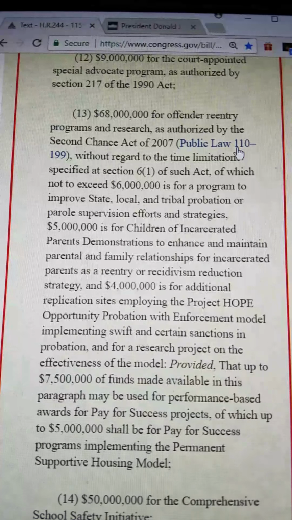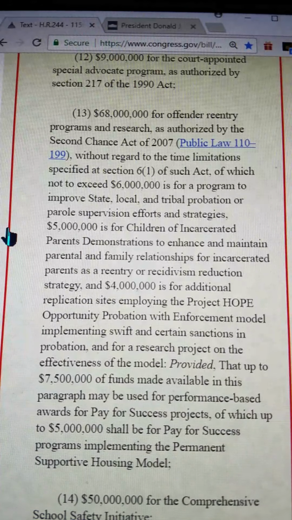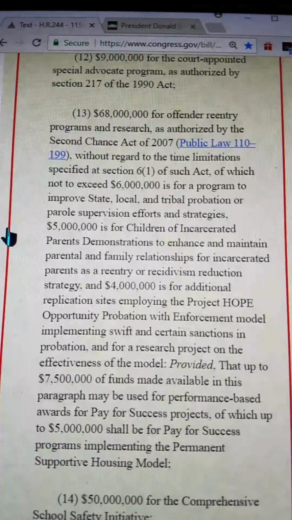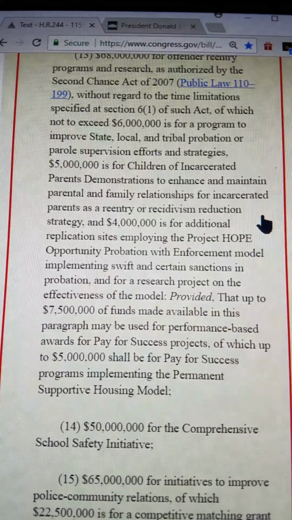$68 million for offender reentry programs and research as authorized by the Second Chance Act of 2007, without regard to the time limitations specified in Section 6(1) of such act, of which not to exceed $6 million is for a program to improve state, local, and tribal probation or parole supervision efforts and strategies. $5 million is for children of incarcerated parents demonstrations to enhance and maintain parental and family relationships for incarcerated parents as a reentry or recidivism reduction strategy. And $4 million is for additional replication sites.